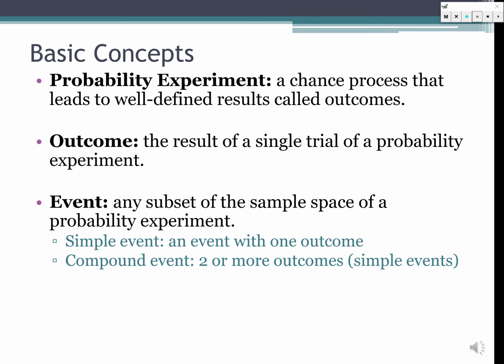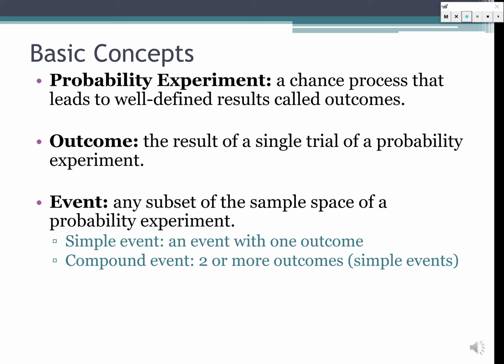So an event can be any subset of our sample space. We're going to talk about sample space in just a second. So an event could consist of just one outcome, or it could be two or more outcomes. If you just have one outcome, you have a simple event, and we're going to get into lots of examples today. Compound event is when you have two or more outcomes.